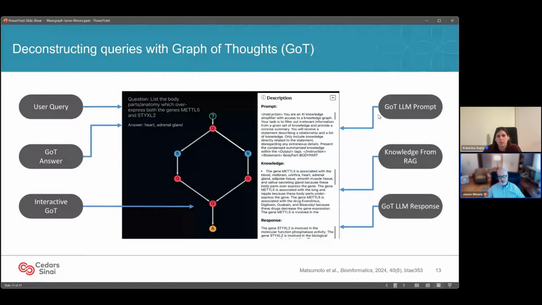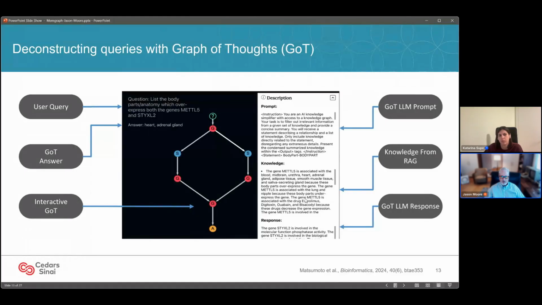And here's an example of a Graph of Thoughts large language model prompt that we would provide. You are an AI knowledge simplifier with access to a knowledge graph. Your task is to filter out irrelevant information from a given set of knowledge and provide a concise summary. You will receive a statement describing a relationship, and a list of knowledge. Only include knowledge directly related to the statement and disregard any extraneous detail. Present a condensed summary of knowledge within this particular structure.